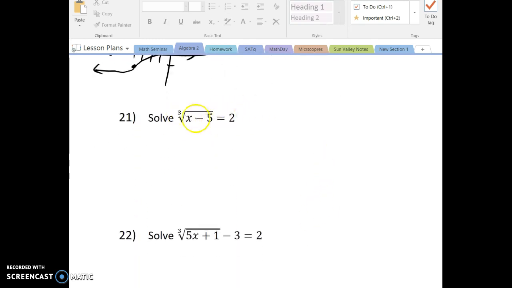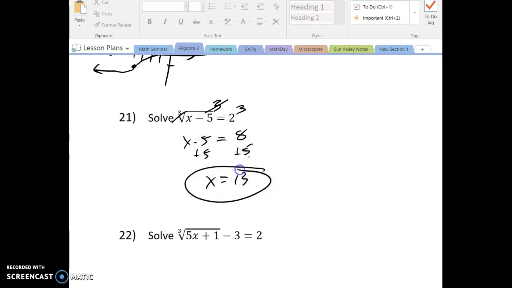Solving this, we want to get rid of this third root, so we're going to use a power of 3. So those are going to cancel. And 2 times 2 times 2 is 8. x minus 5, and then we add 5. So x is equal to 13.